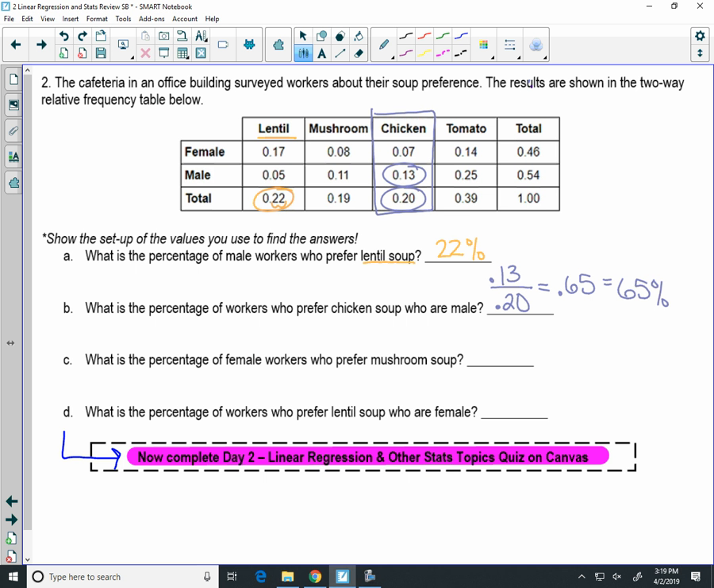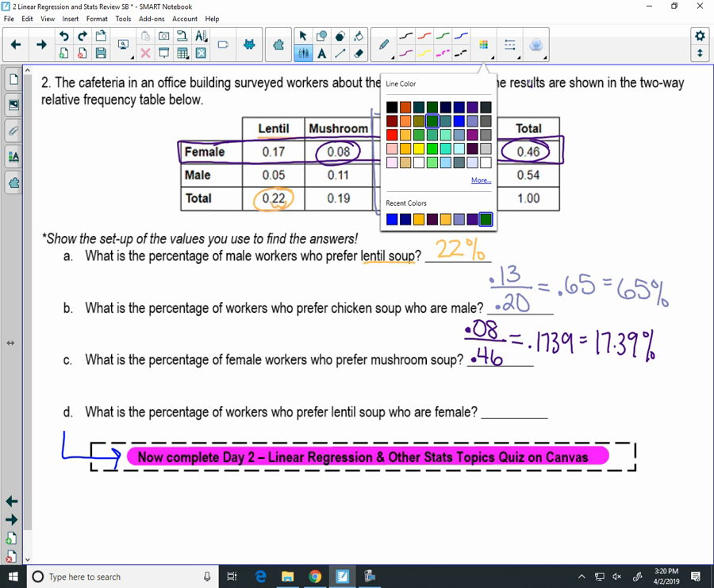What is the percentage of female workers who prefer mushroom soup? So now instead of looking vertically, we're looking horizontally. So our big category is females, so there's our bottom number. And then our mushroom soup number goes on top. And when you put that in the calculator, you get 0.1739, which is 17.39%.